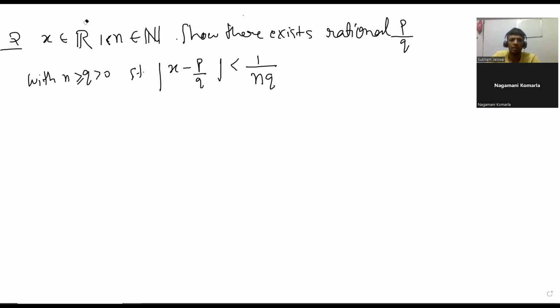And then they gave an example. So like pi, and they took n equal to 10. So they took 22 by 7 for p by q.